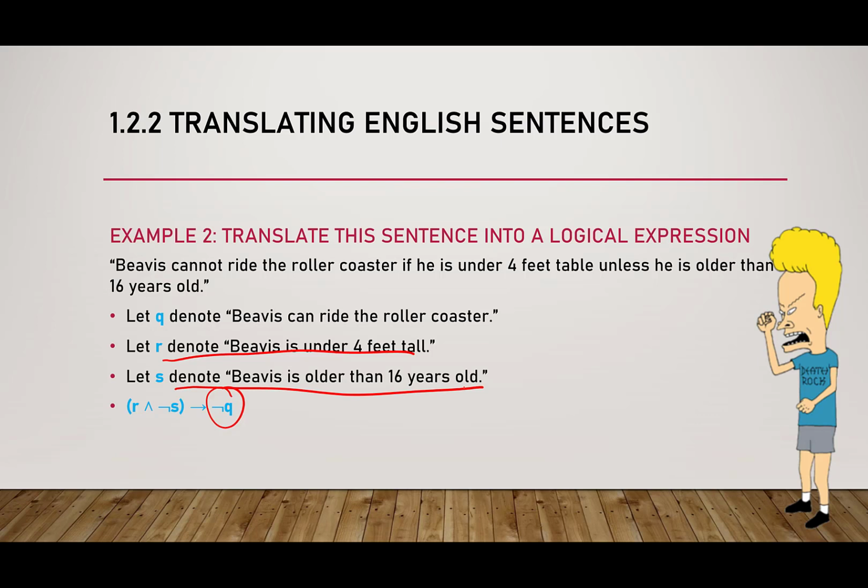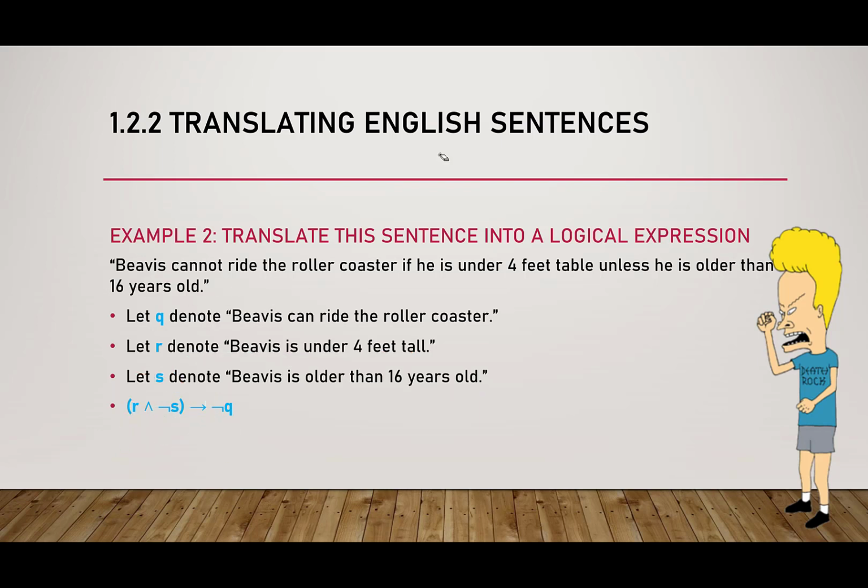Okay, so this makes sense from a logic perspective. You are under 4 feet and you're not older than 16, therefore you cannot ride it. If both of these weren't the way they are, if R were false or not S were false or something like that, then you'd be able to ride it, right? But the problem is you're not allowed to ride it if R is true and if not S is true. Okay, so hopefully that makes some sense.